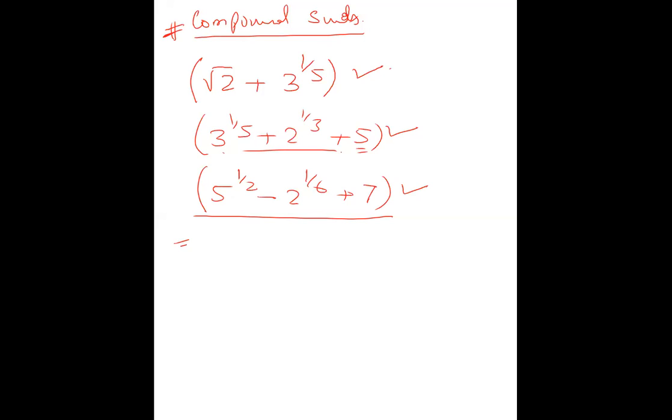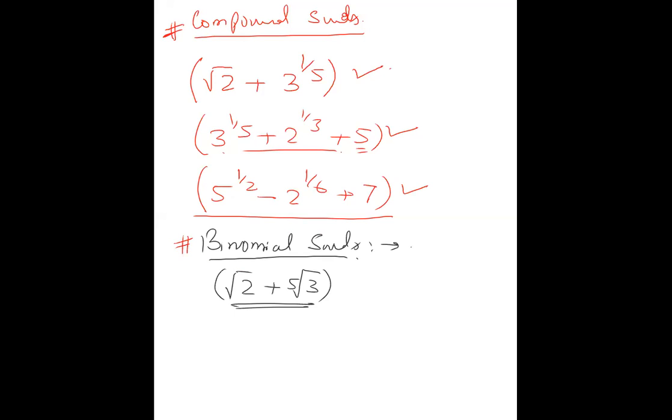Compound surds. One more definition for this is binomial surds. The meaning of binomial surds is that only two terms are there, like √2, 5. Only two surds are there. This is known as binomial surds. Write down the definition: the compound surds consisting of only two terms.